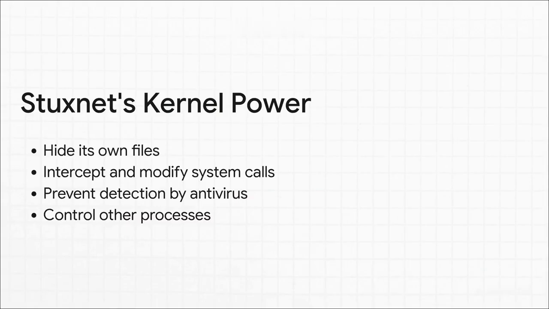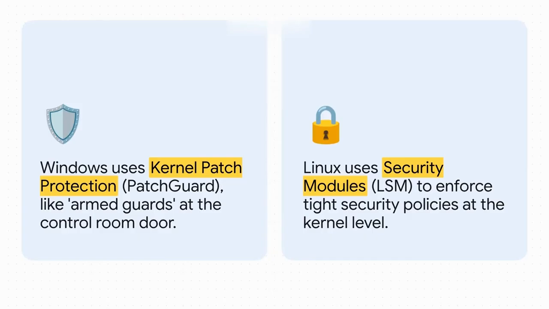It could make its own files completely invisible, so you'd never even know it was there. It could intercept and change fundamental system commands. It could lie to your antivirus software and tell it everything was fine. It had total control. Of course, modern operating systems have really beefed up their defenses. Windows now has something called Kernel Patch Protection, or PatchGuard, and the city analogy is perfect here. It's like having armed guards at every door to the control room, checking IDs and making sure only authorized code gets inside. Linux takes a slightly different approach with Linux Security Modules, which is this really flexible framework for creating super tight rules about who can access what part of the kernel.